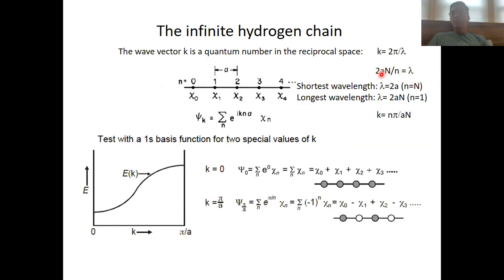2 times a times n over n. Okay, for the shortest wavelength, lambda would just be 2a. In this case, n would be equal to n. Okay, and for the longest wavelength, n would be equal to 1. All right, whereby n just numbers the orbitals in our one-dimensional chain.